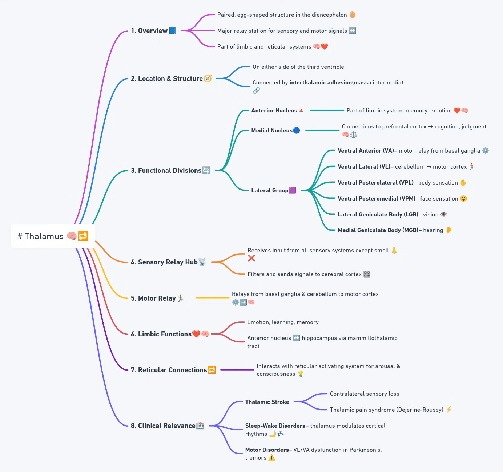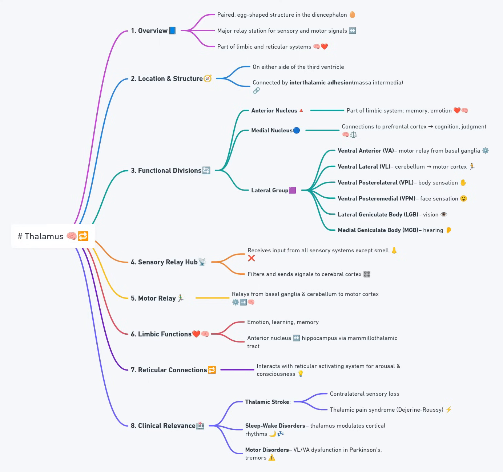The medial nuclear group, dominated by the dorsomedial, or mediodorsal, nucleus, connects extensively with prefrontal cortex. It integrates limbic signals, decision-making, and executive functions. Damage here can cause deficits in attention, planning, and emotional regulation.